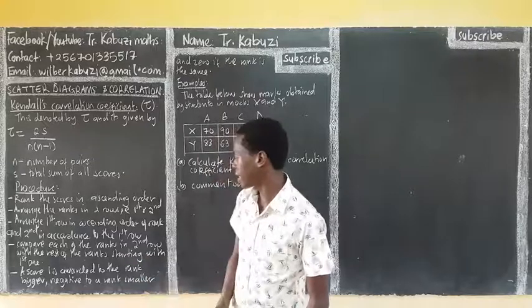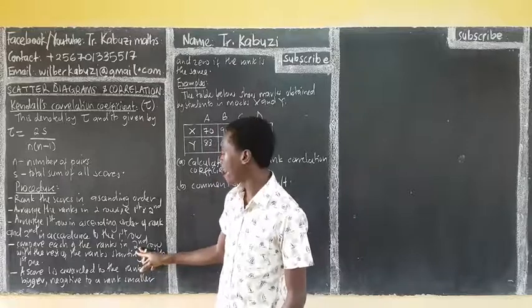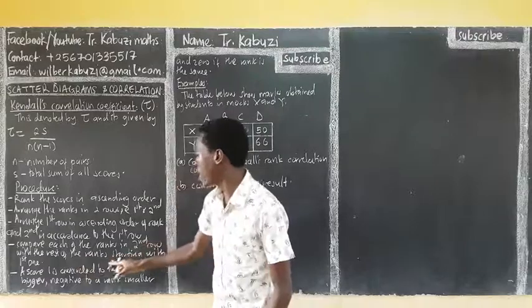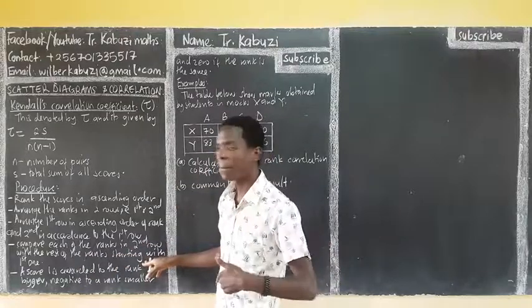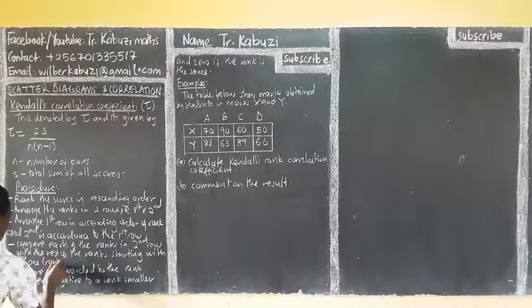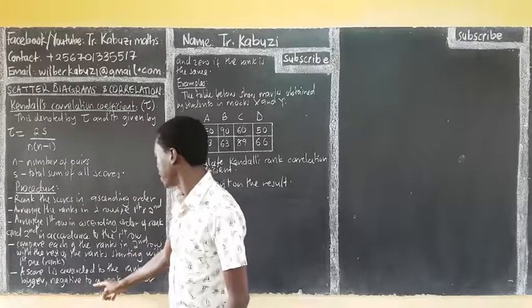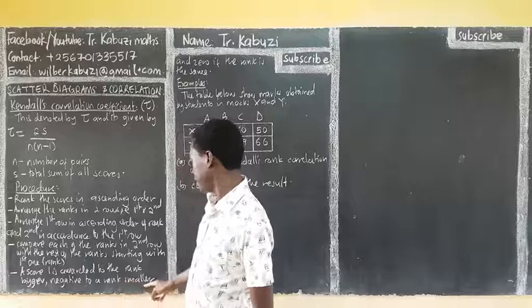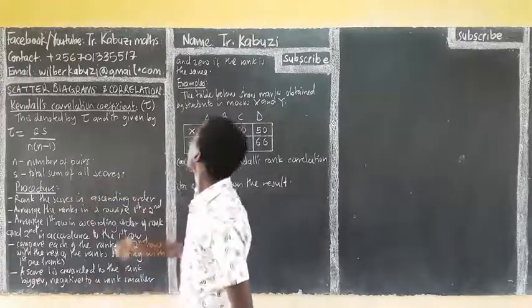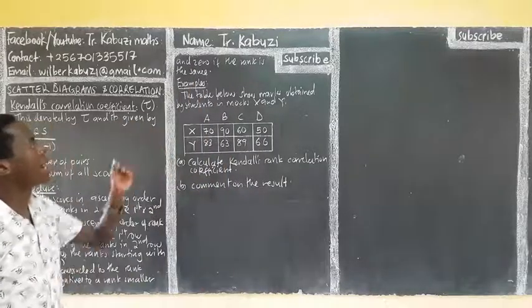Compare each of the ranks in the second row. We ignore the first row and concentrate on the second row. Compare the ranks in the second row with the rest of the ranks in the same row, starting with the first rank. A score of 1 is awarded to a rank that is bigger, negative 1 to a rank that is smaller, and 0 if the rank is the same. Now we are going to see what happens.